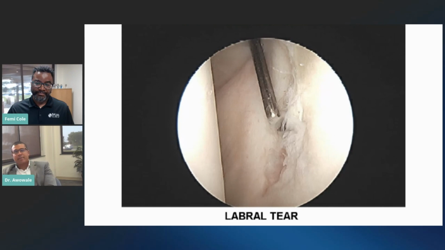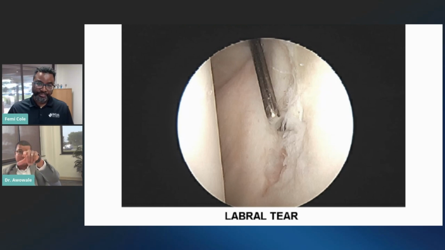What you're looking at here on the left side of the screen is the humeral head, so that's the ball. And on the right side of the screen, that's the socket. Where that black instrument is coming through the top there, that's from the front of the shoulder, and that's me with my instrument going in between the labrum and the socket, okay?